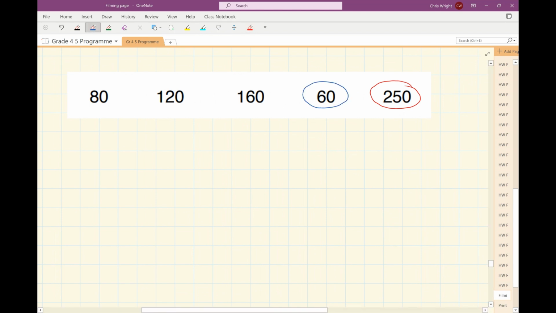So I've identified what the highest number is and what the lowest number is. And so the range is going to be the difference between 250 and 60. So 250 minus 60. The range is 190. Gives you an idea of how spread out the numbers are.